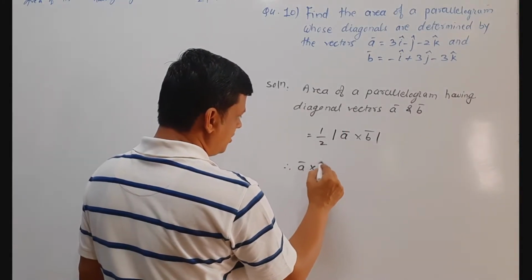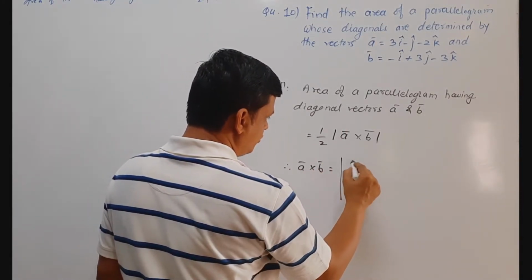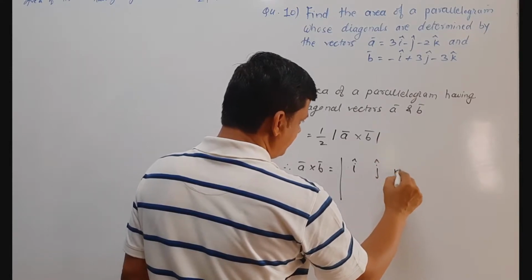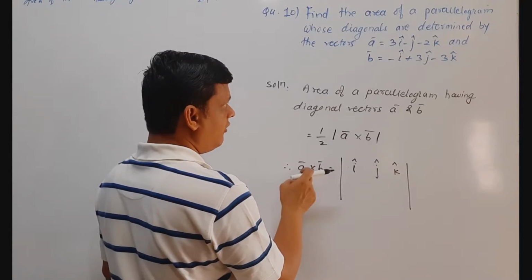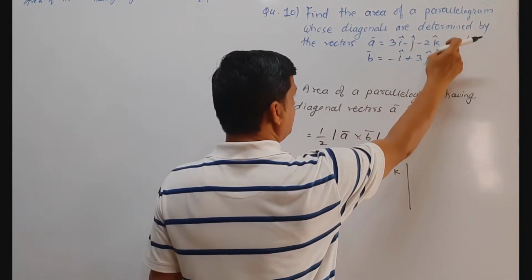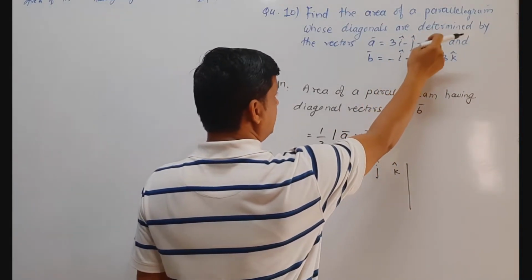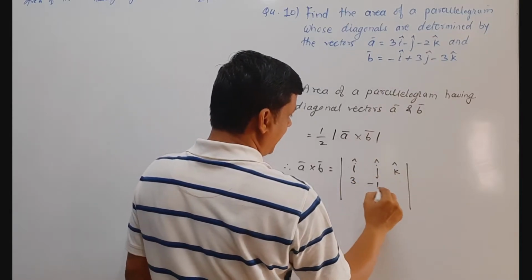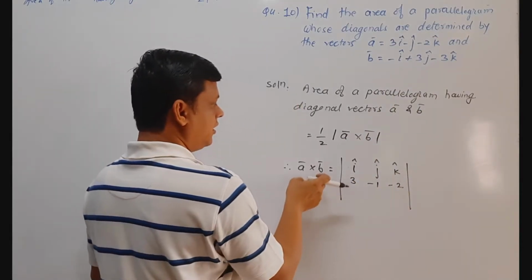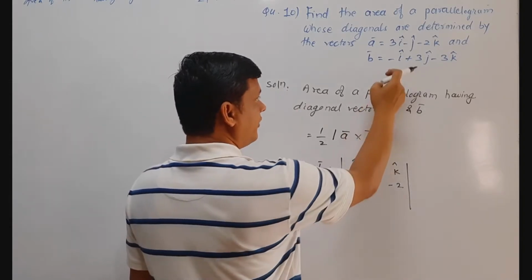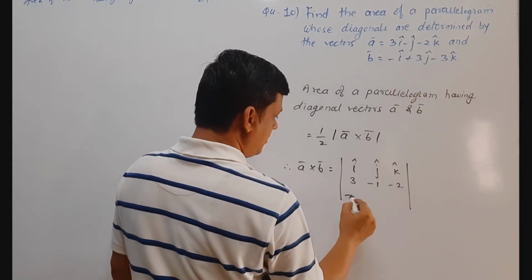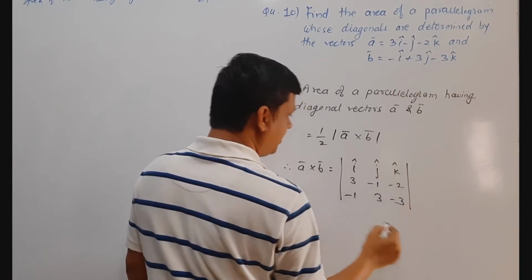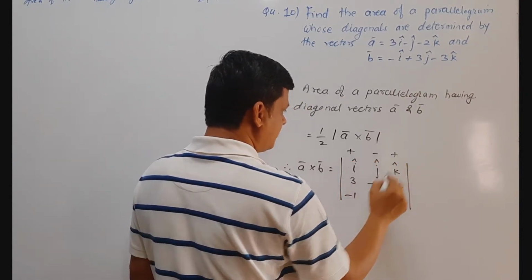Therefore A bar cross B bar equals, in the first row we write i j k, in the second row we write the coefficients of i j k of vector A, that is 3, minus 1, minus 2. Then the coefficients of i j k of vector B, so write minus 1, 3, minus 3. So we calculate this first.